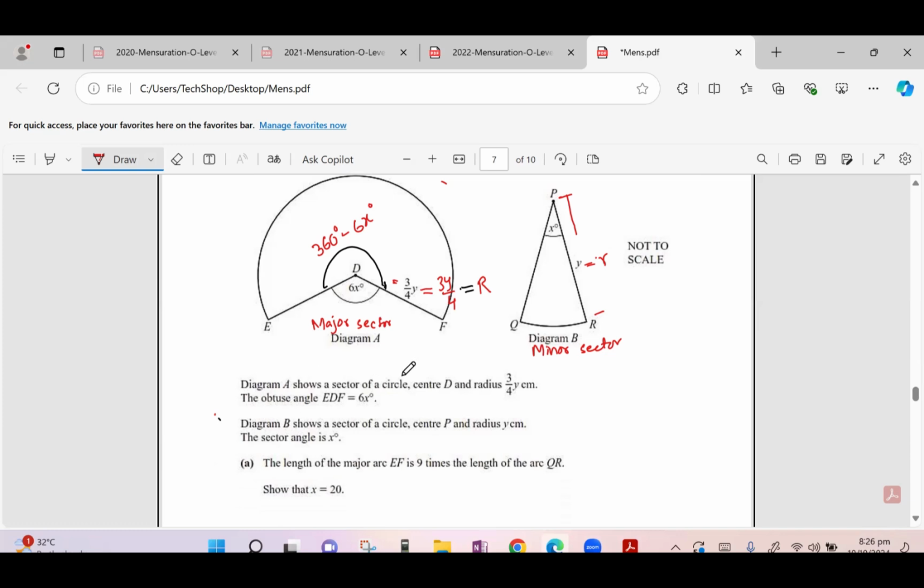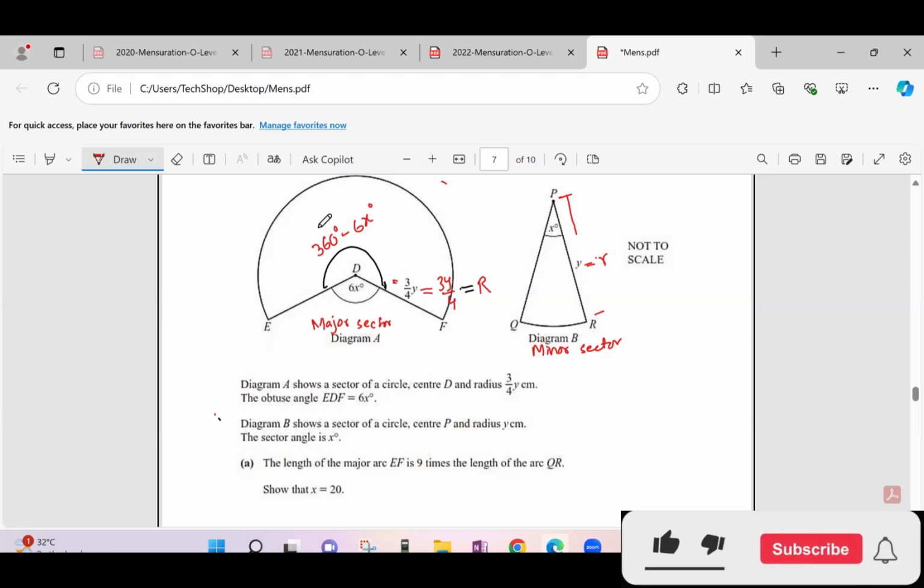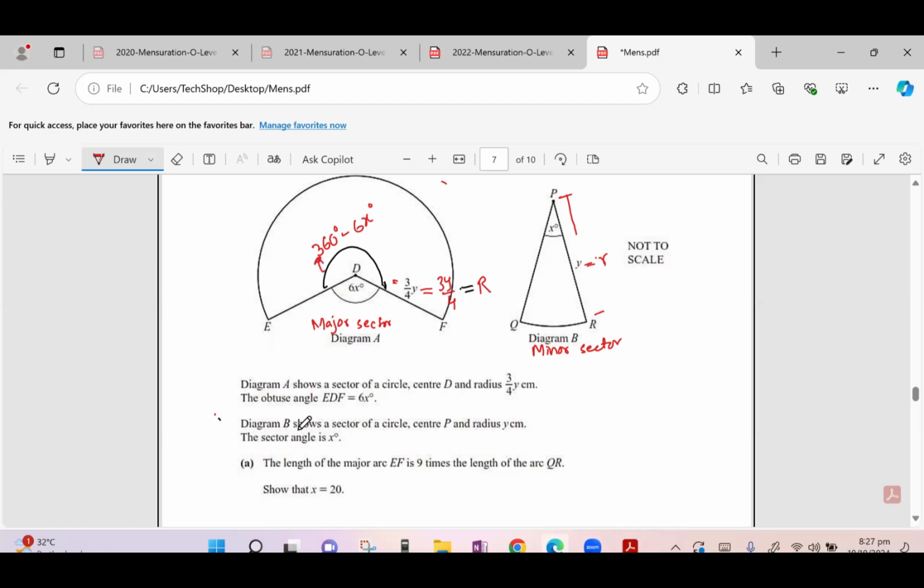Now, these are the explanations. Diagram A shows a sector of a circle, the major sector, with center D, and you have to reach center D here, and radius 3y over 4 centimeter, obtuse angle DEF 6x. With the help of this angle, we find the inner angle, which is 360 minus 6x. We have to use this angle. Now, diagram B shows a sector of a circle. This is the minor sector, center P here, radius y centimeter. I have written radius small r, sector angle is x degree.